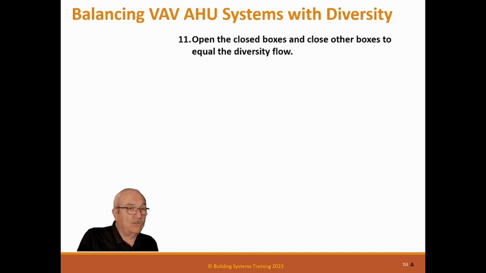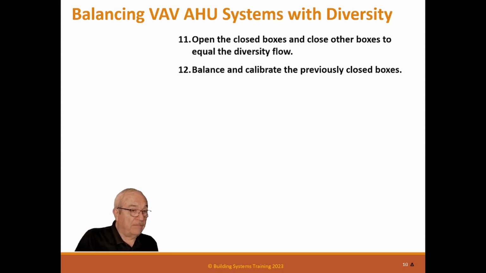So open the closed boxes and close other boxes to equal the diversity flow. So now those we've closed, we're going to open back up and close other boxes so that we have diversity flow again, and then we're going to go balance those boxes that were previously closed. So now we just go back and balance and calibrate those boxes, and we should come up with the same total flow we did before. Now we're done with that.